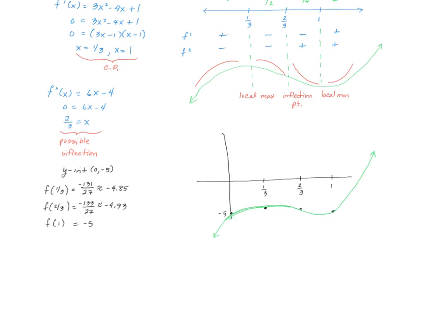Now it's just a sketch, but I should label some points. So I'm going to label the y-intercept 0, -5, and maybe I'll label all of these points that corresponded to some critical points. So 1/3, -4.85, 2/3, -4.93, and it's okay to use the approximation here. And this point here would be 1, -5. So that would be using the first and second derivative to sketch a graph. Do 2 more examples here.